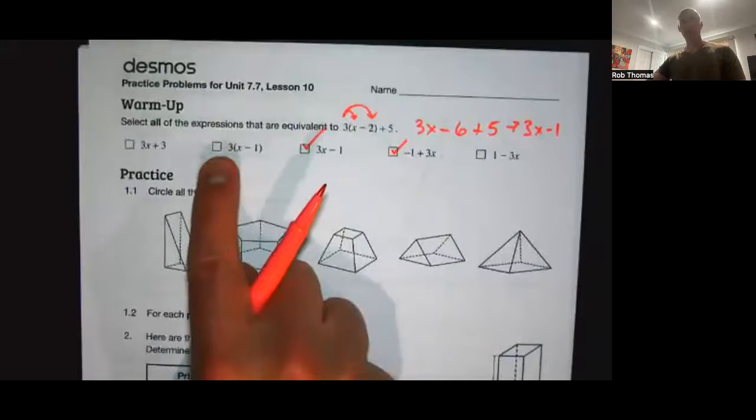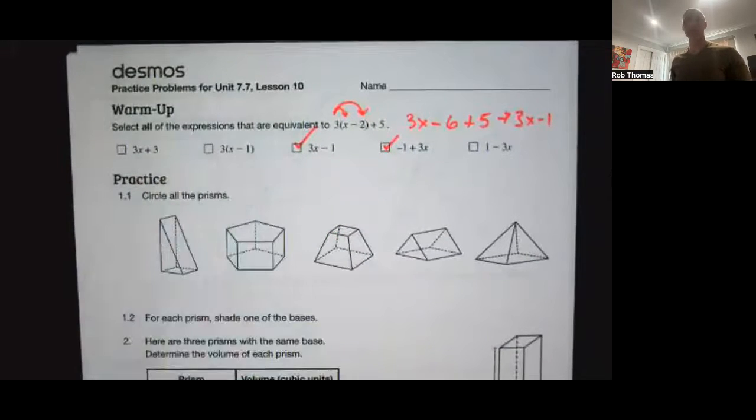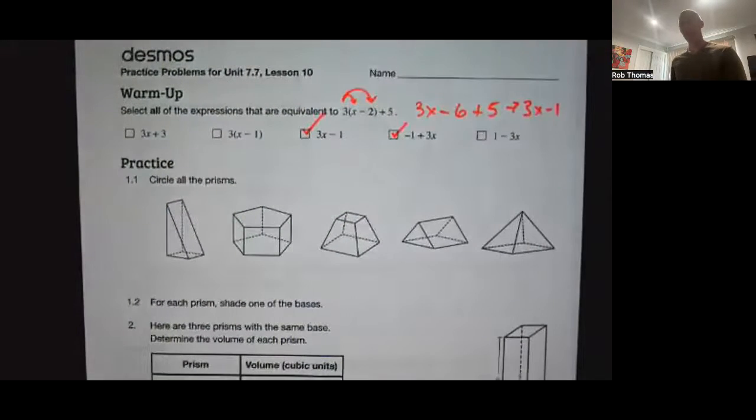Here, if you were to distribute that 3, you get 3x minus 3. That's not the same. And clearly 3x plus 3 is also not the same. So I think just those two that I checked are going to be the way to go.